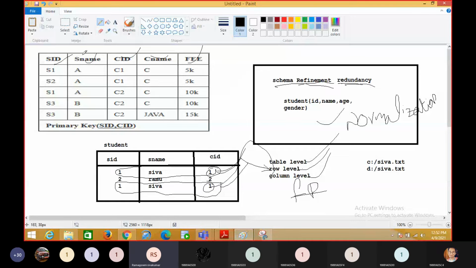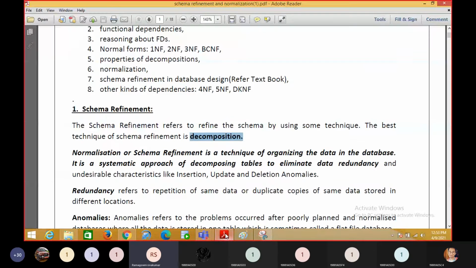Decompose means we need to write these two attributes in one table, and these two attributes in the course table. So we are decomposing one table into multiple tables to avoid this redundancy problem. Table level, row level, and column level redundancy problems we can overcome. That is what schema refinement is.